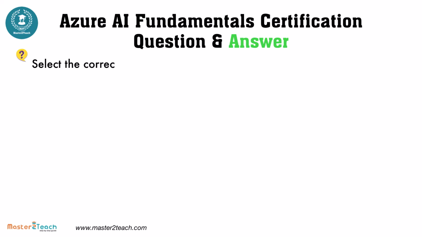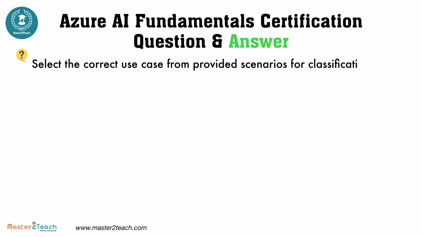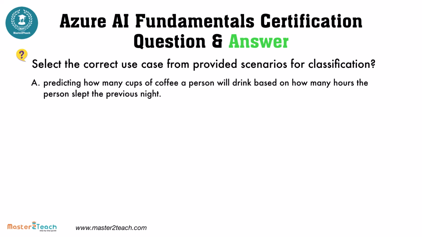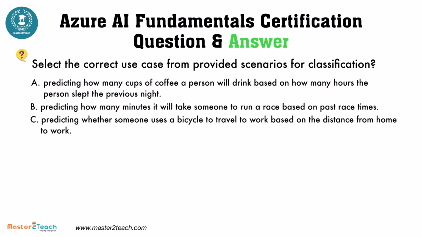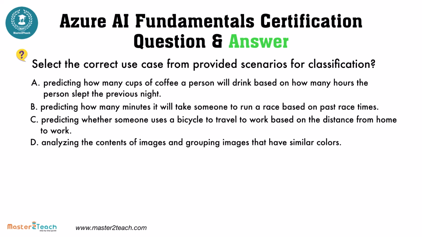Select the correct use case from provided scenarios for classification. A. Predicting how many cups of coffee a person will drink based on how many hours the person slept the previous night. B. Predicting how many minutes it will take someone to run a race based on past race times. C. Predicting whether someone uses a bicycle to travel to work based on the distance from home to work. D. Analyzing the contents of images and grouping images that have similar colors.